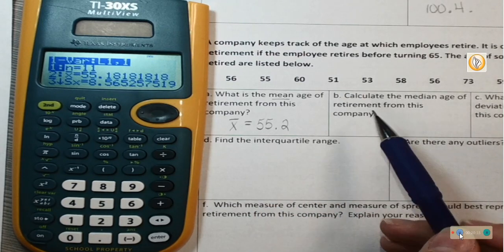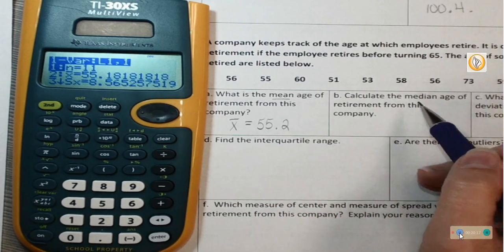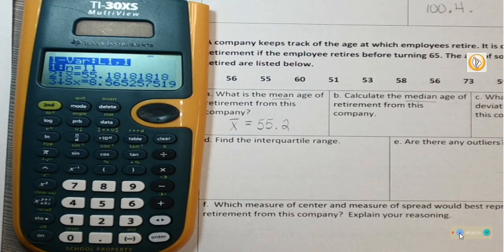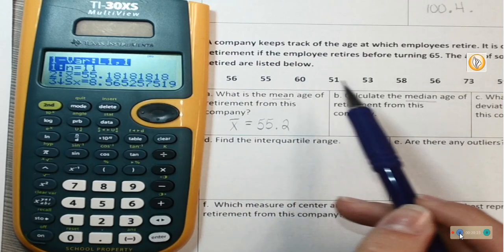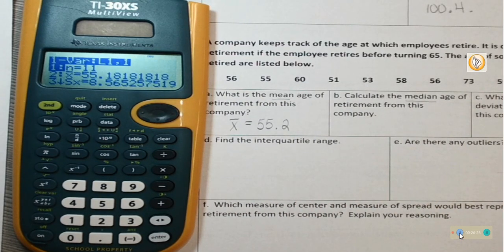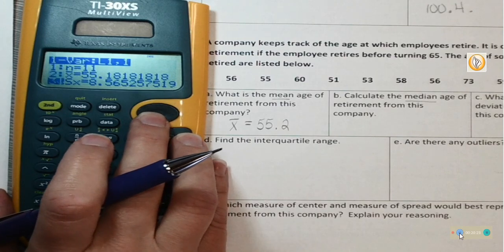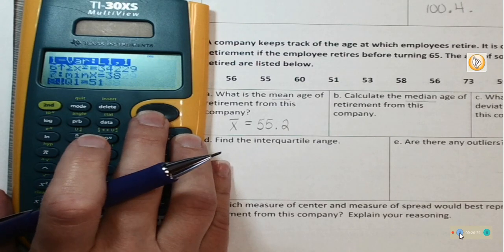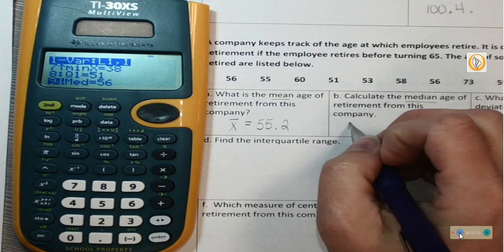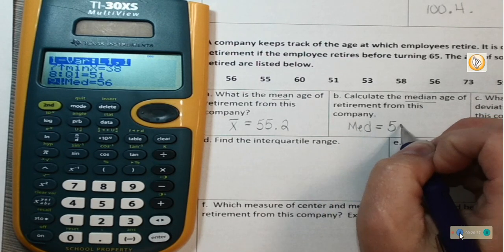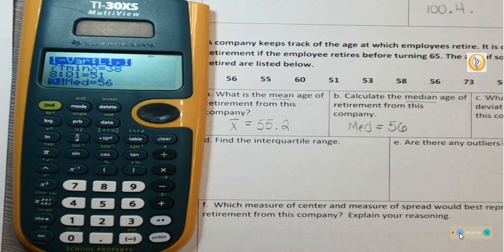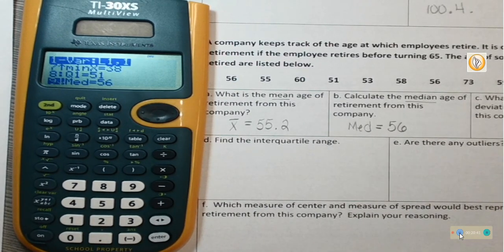All right. So next I want to calculate the median age of retirement. The calculator has been programmed to put all of these numbers in order from least to greatest and find the one that's in the middle. Well, you're looking for the median, and on the calculator, they abbreviate that MED. And the median age of retirement at this company is 56, according to this data.